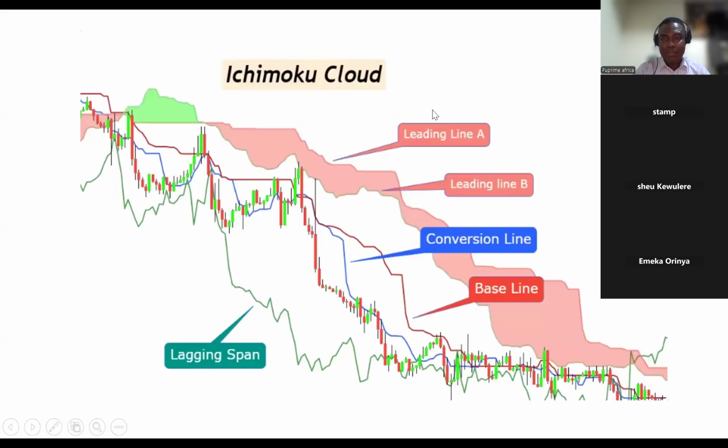This is leading line A, and this is leading line B. You can see this is the leading line A here, and this is the leading line B. But then combined together is what we can refer to as the cloud of this indicator.